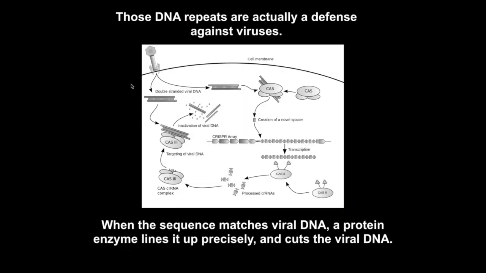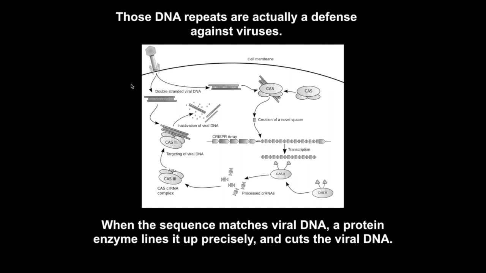Now, what is CRISPR really in the bacteria? It's actually a defense against viruses. So what happens is those palindromes separate snippets of viral DNA. If a virus infected a cell and the cell survived it, the cell would keep a little souvenir of the viral DNA behind just in case the same virus showed up later.